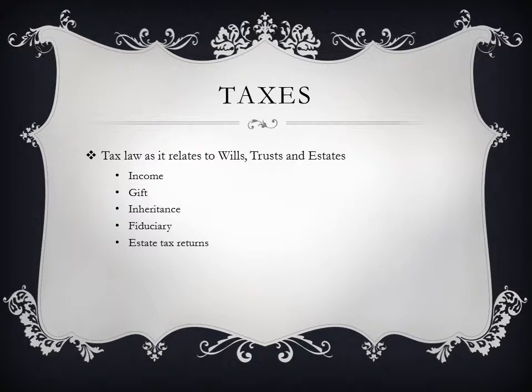All right, so you're not a CPA or a tax accountant or a lawyer. You're a paralegal, and you need to have some clarity about what tax laws relate to the areas of wills, trusts, and estates. These include income taxes, gift taxes, inheritance taxes, fiduciary obligations, and estate tax returns.